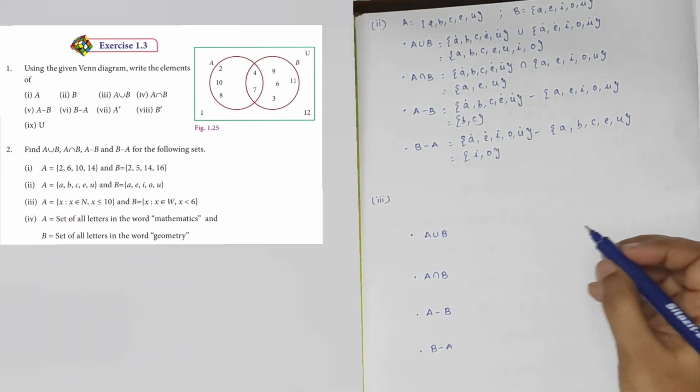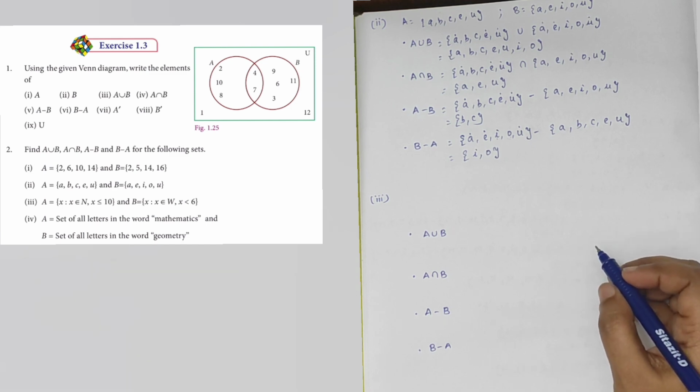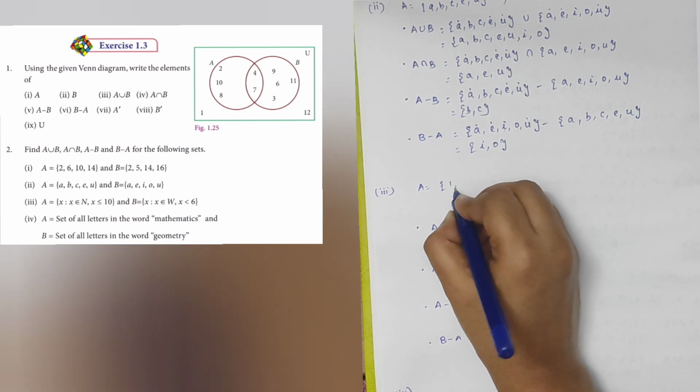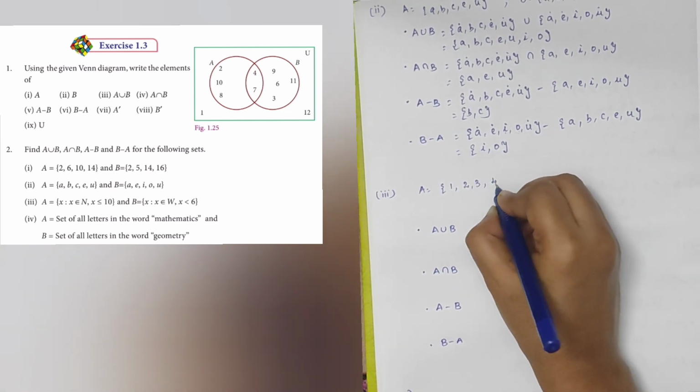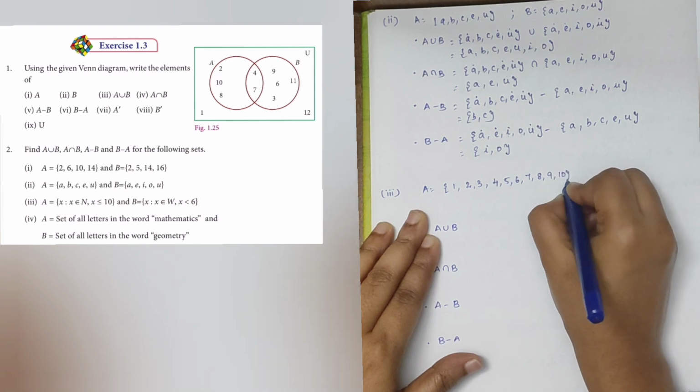Now look at the third question. A is equal to {X such that X is an element of natural numbers and X is less than or equal to 10}. So till 10 you have to write. Natural numbers start from 1 and you have to write till 10. So 1, 2, 3, 4, 5, 6, 7, 8, 9, 10.